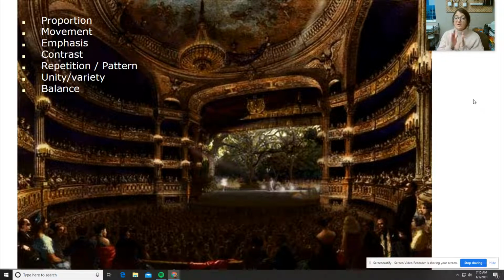Both sides are not exactly the same, right? One side is a little bit more curved and we are off to one side a little bit. Symmetrical, remember, is same on both sides. This artwork has a lot of really amazing balance to it as well. This is a more asymmetrical look. Symmetrical is the same on both sides. Asymmetrical is different on both sides.